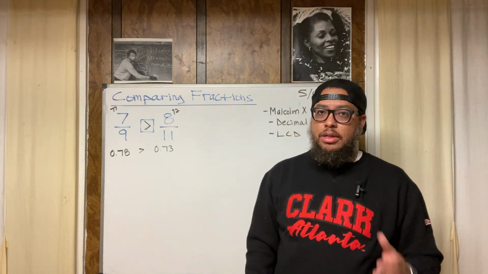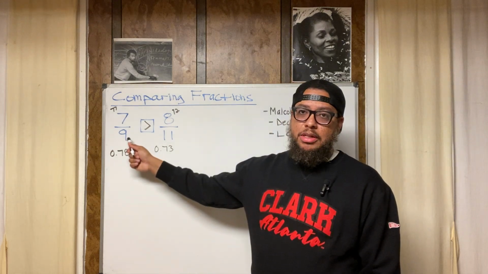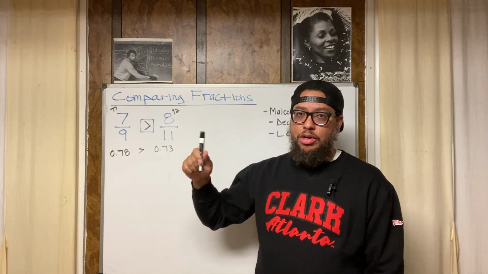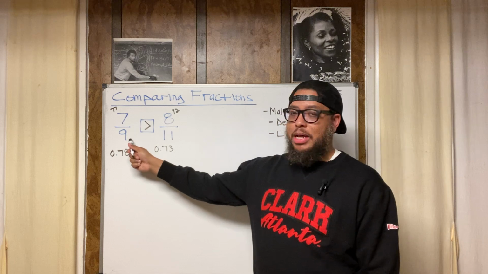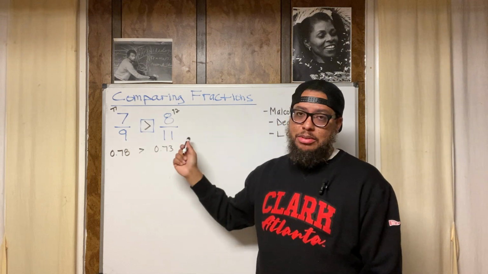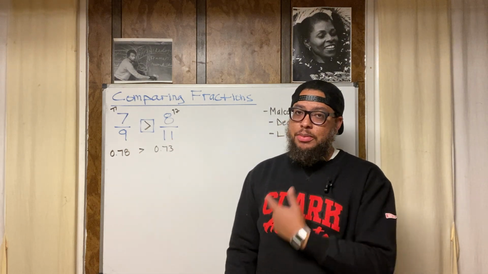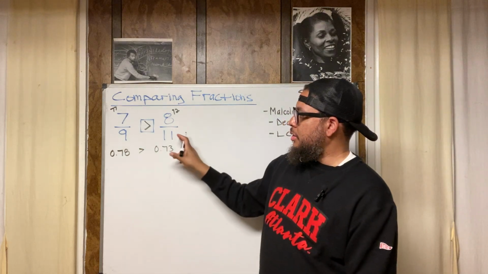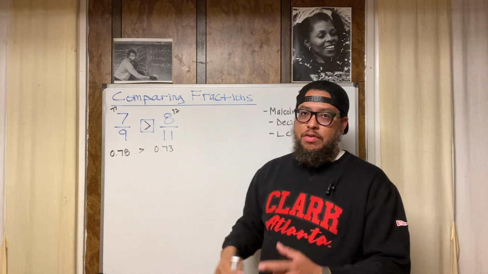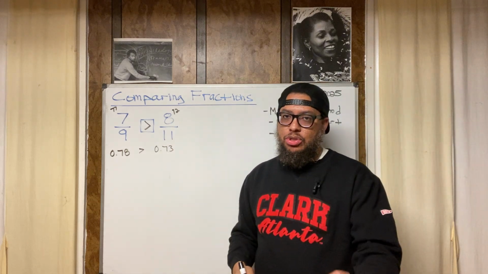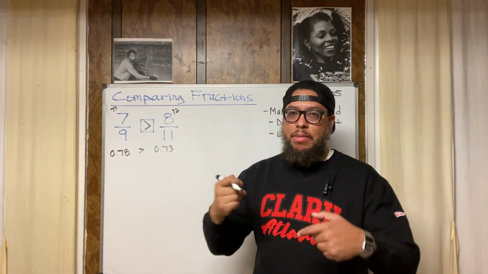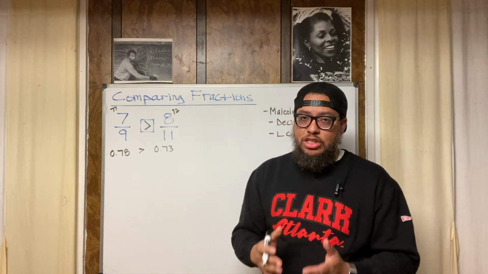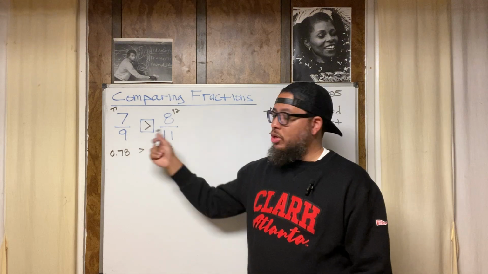Now, I'm gonna tell you a shortcut. Sometimes, in order to find the common denominator, you just multiply the numerators by each other. I'm sorry, denominators, not numerators. Multiply the denominators by each other. So 9 times 11 will give us 99. In this particular case, 99 is the common denominator. How do I know that? Because if I started multiplying 11 by 1, then by 2, then by 3, then by 4, then by 5, then by 6, then by 7, then by 8, then by 9, 99 is going to be the first number that 9 also multiplies into.